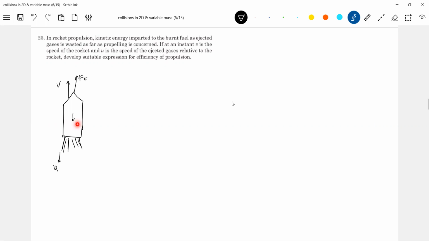He has not defined G, no? So let me take that one. In space it is. Okay, look at something is asking efficiency. Develop suitable expression for efficiency of propulsion.